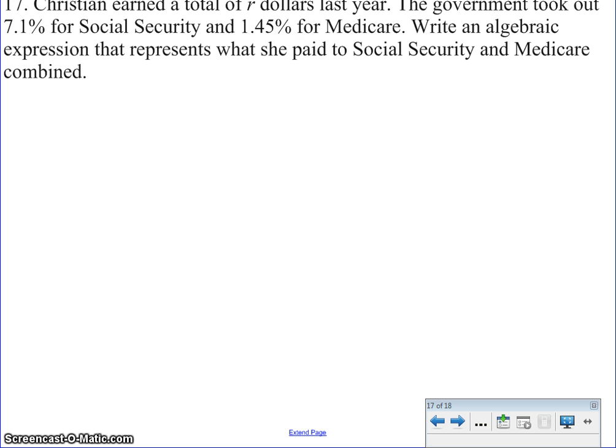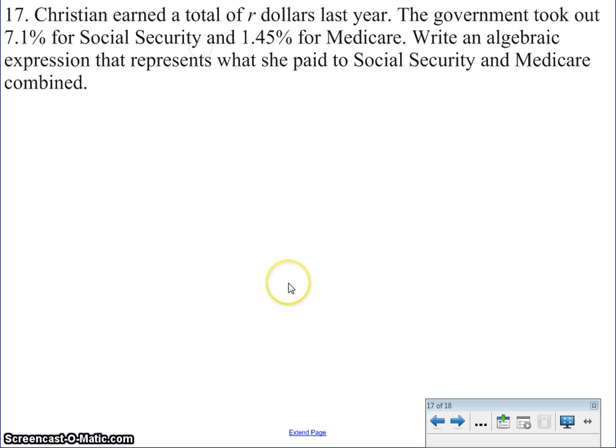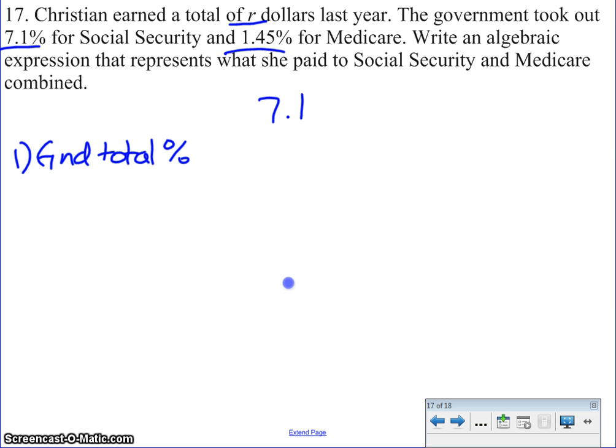All right, number 17, it says Christian earned a total of R dollars. The government took out 7.1% for Social Security and 1.45% for Medicare. Write an algebraic expression that represents what they paid in Social Security and Medicare. So the first thing is find the total percent by adding the two percents together. So I have 7.1 and 1.45. Make sure that you line the decimal up properly and you get 8.55.